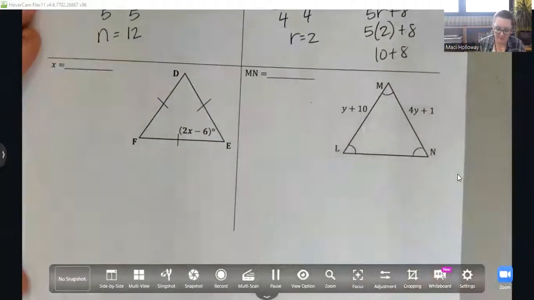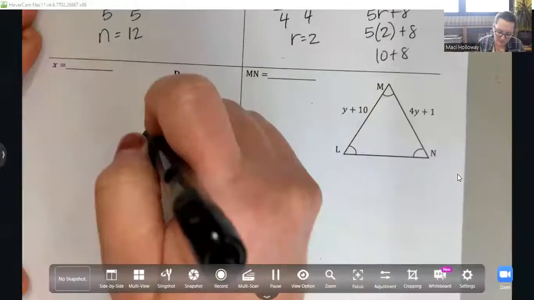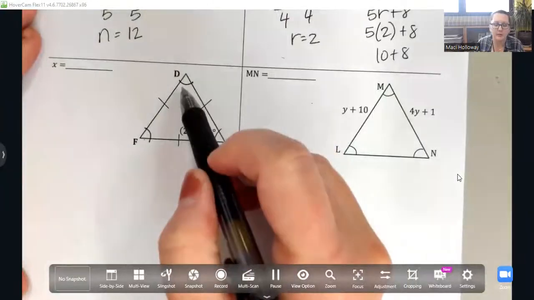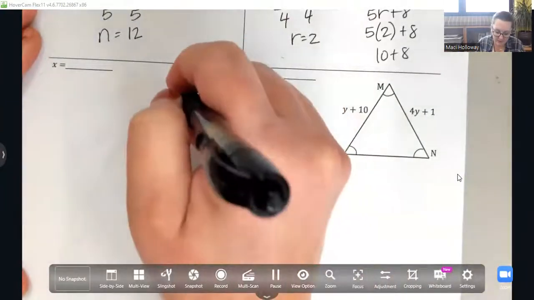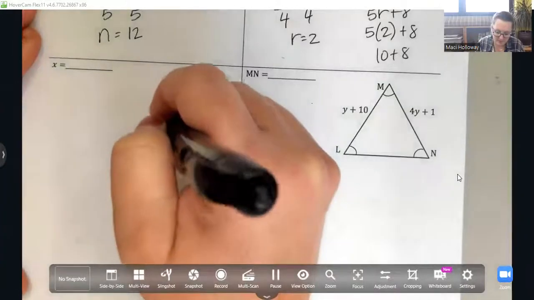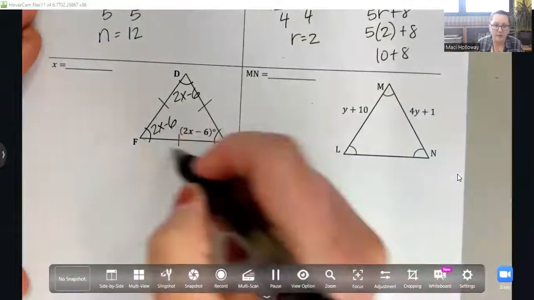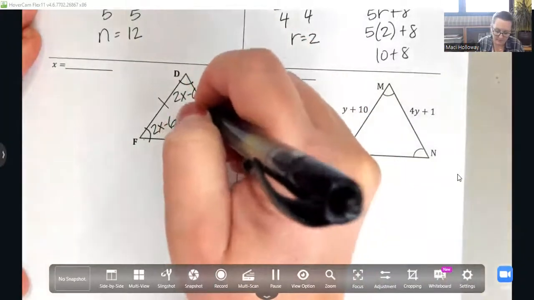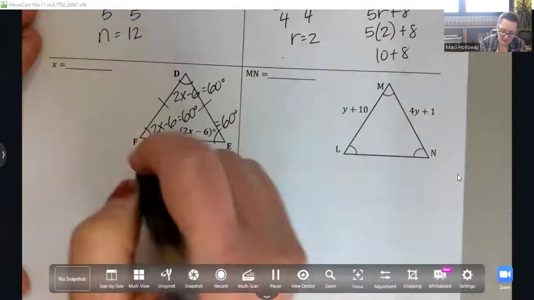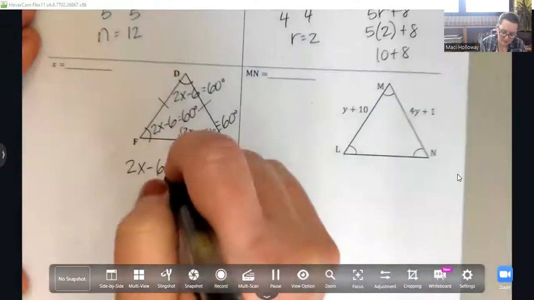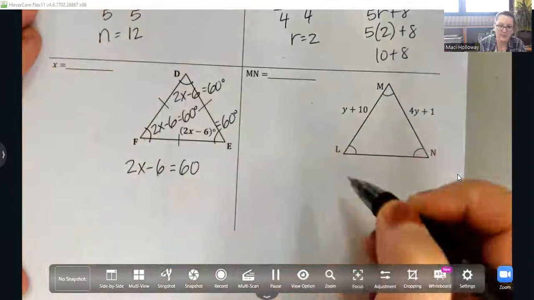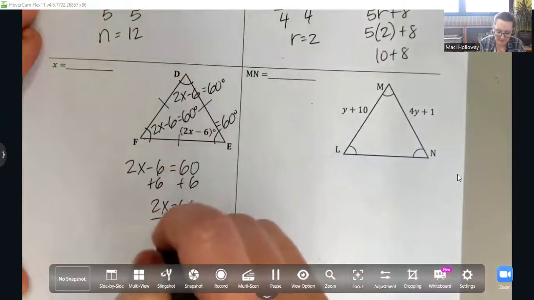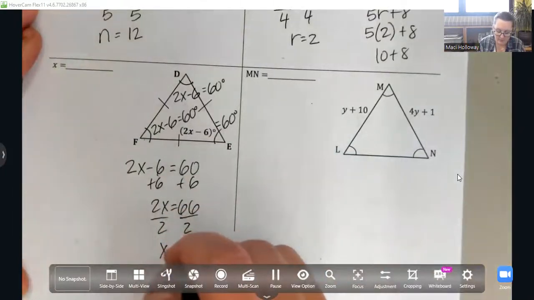All right, 2 more examples here. So same one as the first one above. If all of my sides are congruent, I know all of my angles are congruent. So if this is 2x minus 6, then this is 2x minus 6, and this is 2x minus 6. And if all of them are congruent, I know that they all equal 60 degrees, right? So I can create my equation based on that knowledge. 2x minus 6 equals 60 degrees. Add your 6, and 2x equals 66. Divide by 2, and x equals 33.